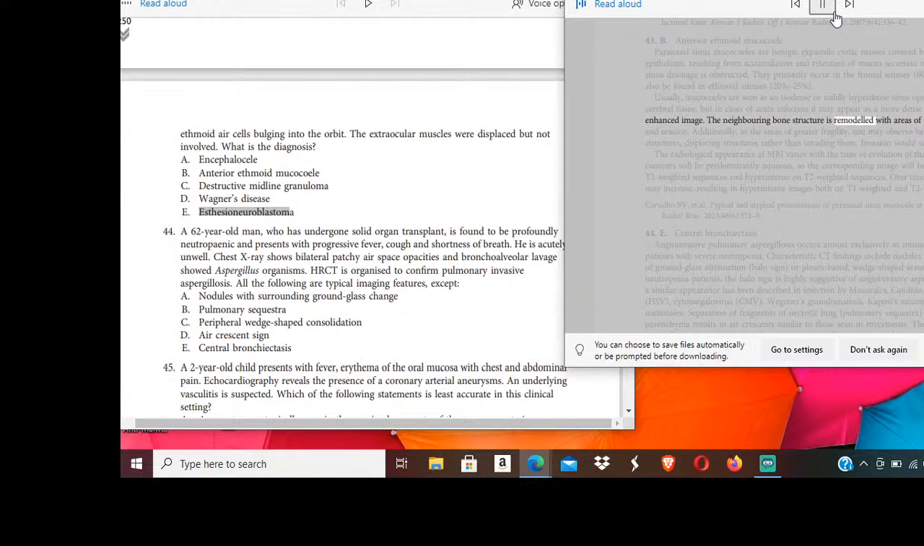The neighboring bone structure is remodeled with areas of thickening, expansion, and erosion. Additionally, in the areas of greater fragility, one may observe herniation into adjacent structures, displacing structures rather than invading them. Invasion would suggest malignancy. The radiological appearance at MRI varies with the time of evolution of the disease. Initially, the contents will be predominantly aqueous, so the corresponding image will be hypointense on T1 weighted sequences and hyperintense on T2 weighted sequences. Over time, the protein contents may increase, resulting in hyperintense images both on T1 weighted and T2 weighted sequences.